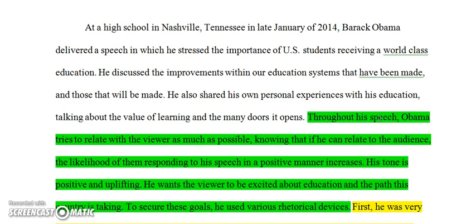To secure these goals, he used various rhetorical devices. Okay, with this last sentence, there's another pivot to another move. Here we know that the writer's about to tell us what those devices are. At least that's the expectation.